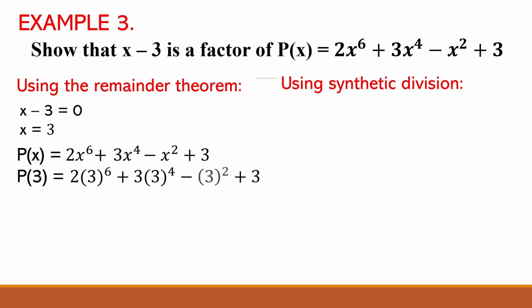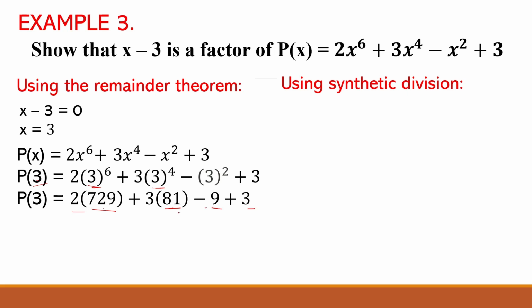So you have p of 3 is equal to 2 times 3 raised to 6 plus 3 times 3 raised to 4 minus 3 squared plus 3. And then evaluate. So 3 raised to 6, so that is 729. 3 raised to 4, that is 81. 3 times 3 is 9, so plus 3. So you have 2 times 729 plus 3 times 81 minus 9 plus 3.